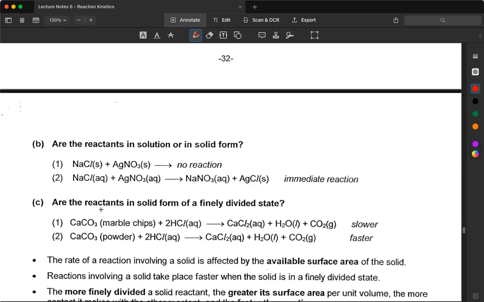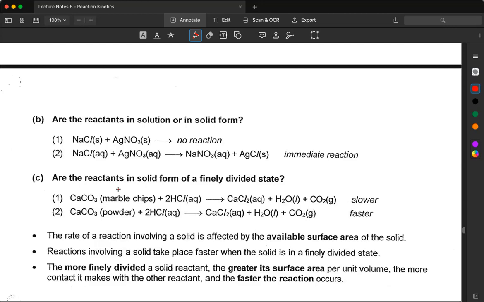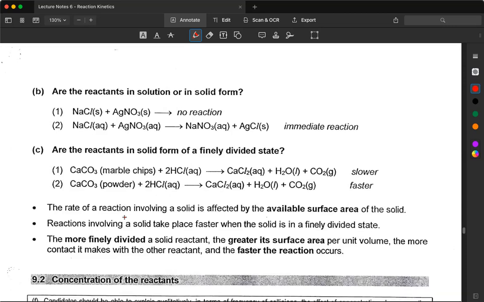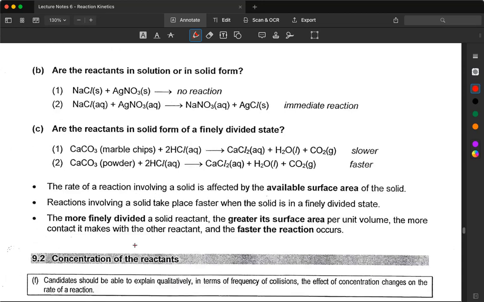Okay, then if the reactant is in solid state or finely divided state, of course the finely divided state will be faster because finely divided state means the total surface area is higher. So with a higher surface area per unit volume, there is more contact with the reactant, and of course the reaction will be faster.